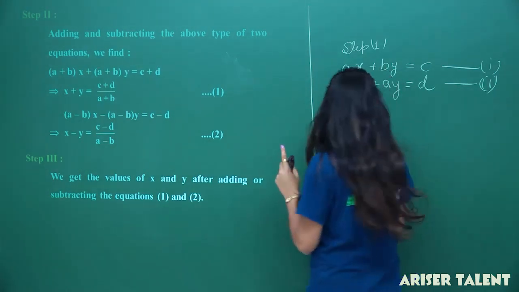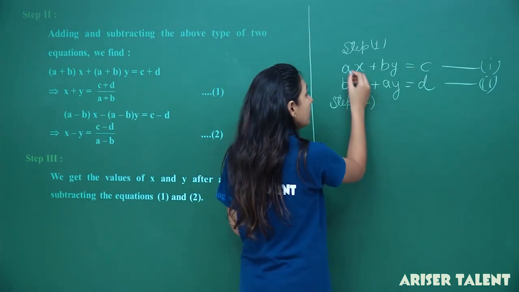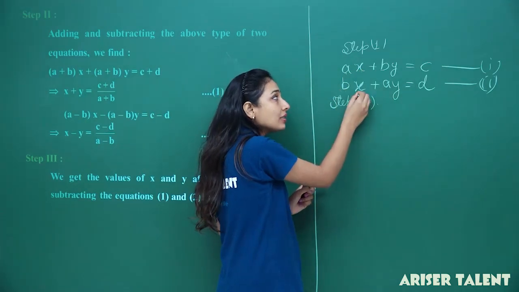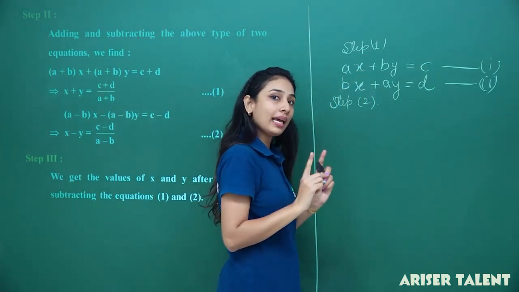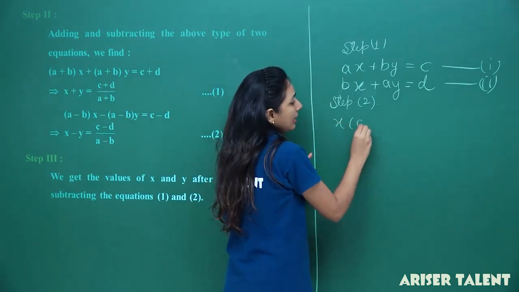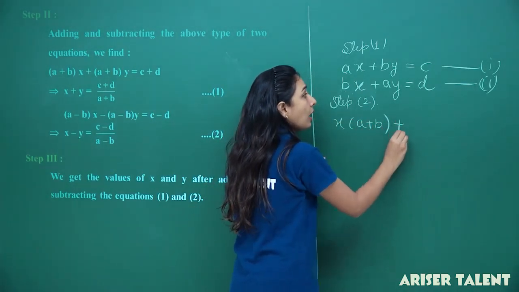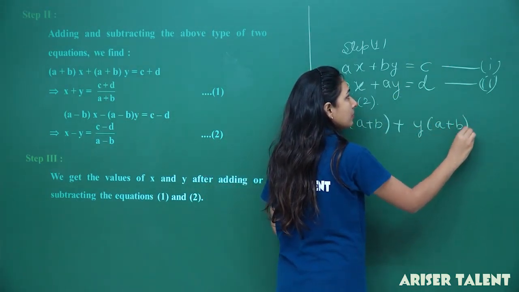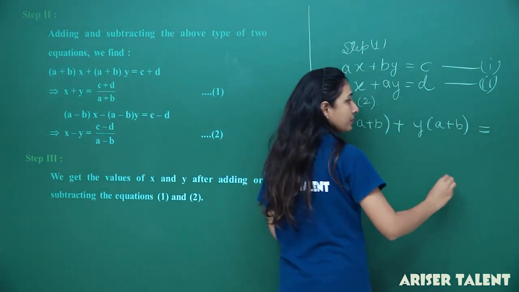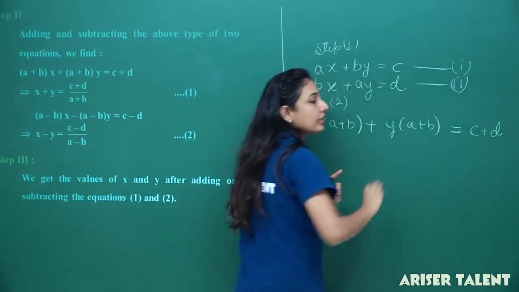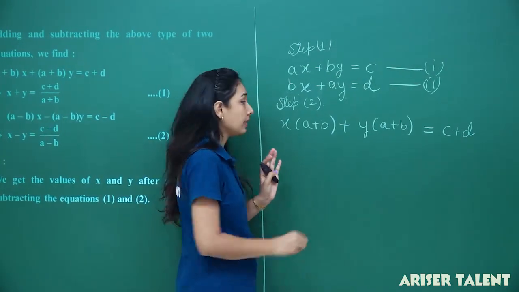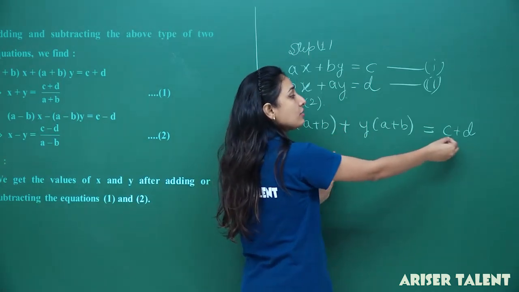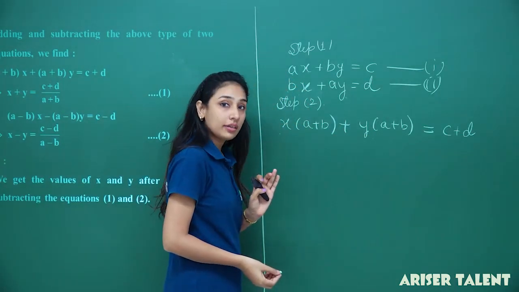Add and subtract. If I add these two, what will I get? Now, ax plus bx. Students, in ax plus bx, we can take x common, so x times a plus b. Now, we can take y common here, so y times a plus b, equals c plus d, which is again some constant. So x(a plus b) plus y(a plus b) equals c plus d, a constant, right?